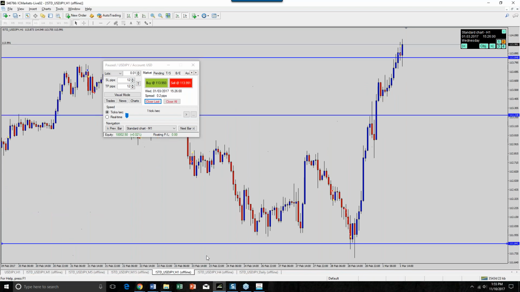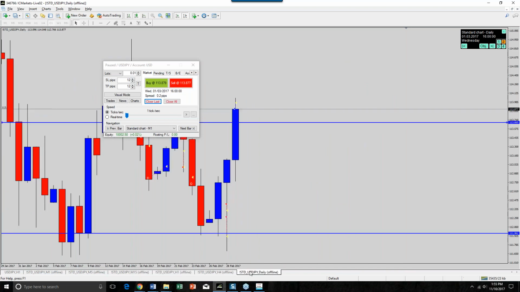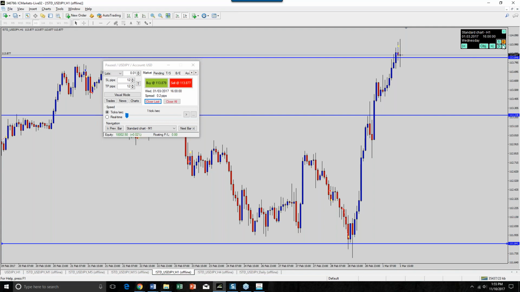All right, so let's jump into the hour, see where we're going. Look at the daily, see what we've got here. We've got a little bit of a push still. Go back into the hourly, it pulled all the way back. So you can see this is a key level. We have a lot of indecision here with the hourly candles.